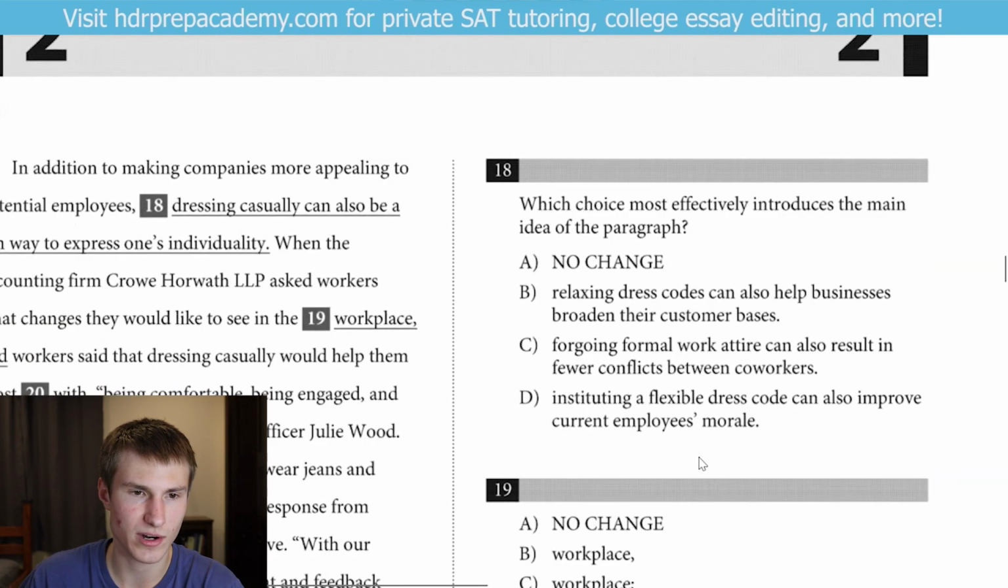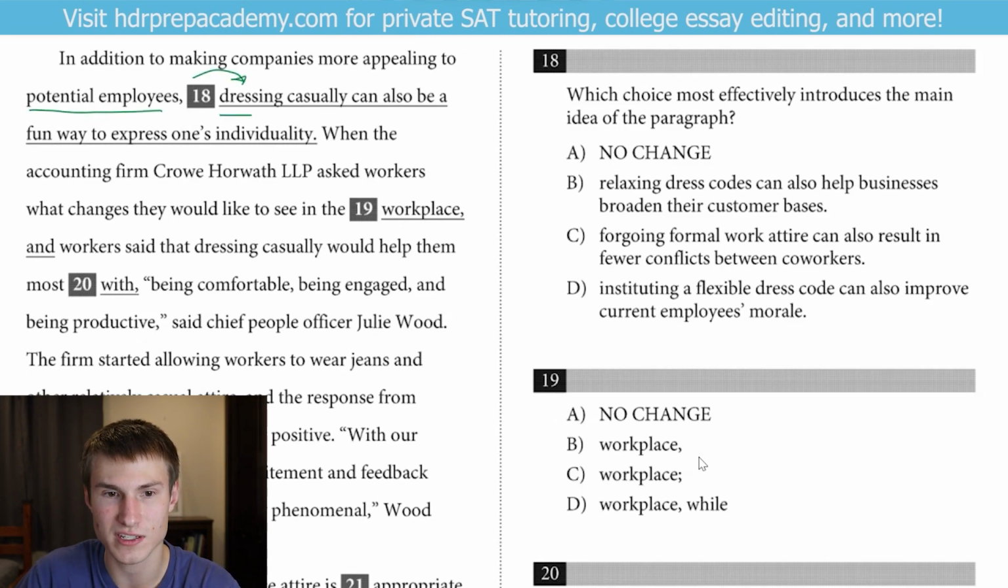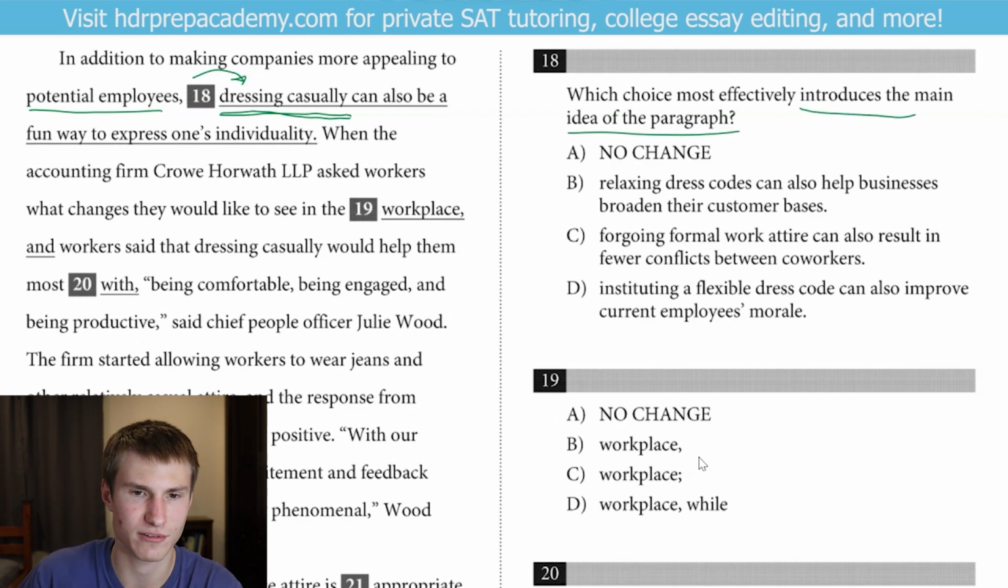If we move on to number 18, in addition to making companies more appealing to potential employees, keep in mind that this is an introductory modifying clause, so what comes after it should be something like dressing casually. Dressing casually would work there. We have the option of instituting a flexible dress code. So really all of these look to have that modifier. We're asked which choice effectively introduces the main idea of the paragraph, so we've got to read on. Okay, when the accounting firm Crowe Horwath LLP asked workers what changes they would like to see in the workplace, keep in mind that's a dependent clause.